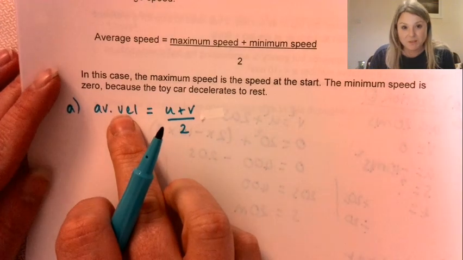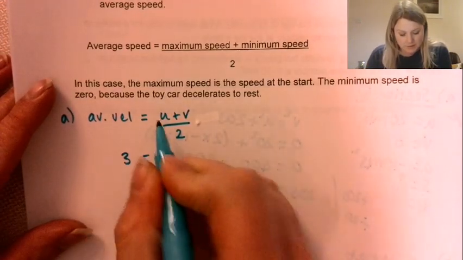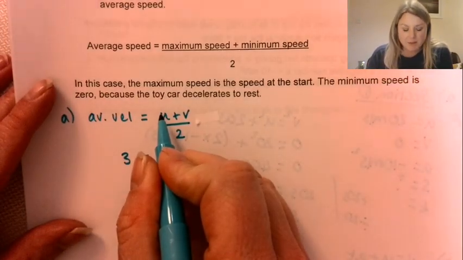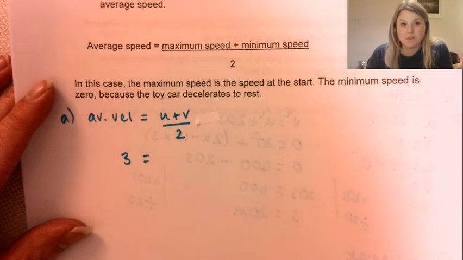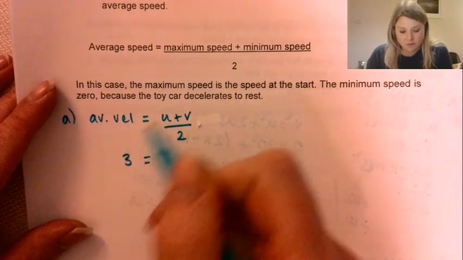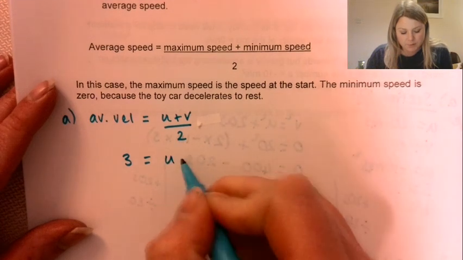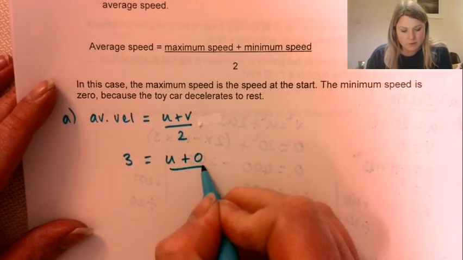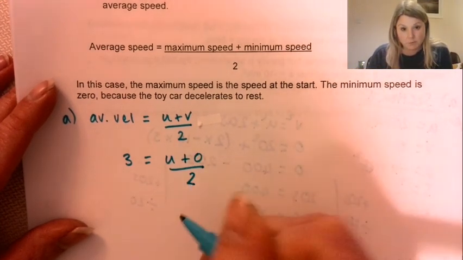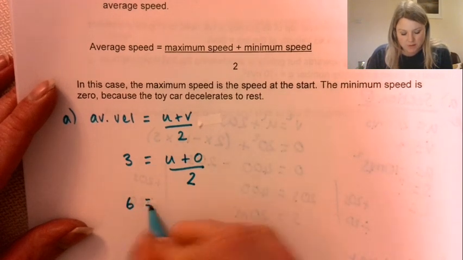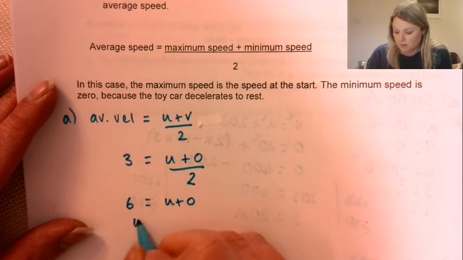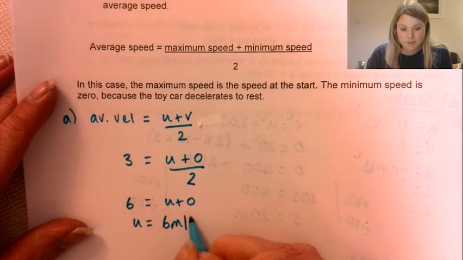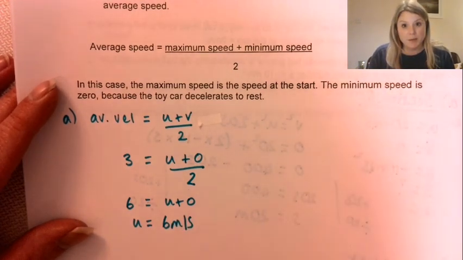So we know the average velocity is 3. Starting velocity is going to be the maximum speed, which is what they've asked for, because it starts off fastest and then slows down. So u is what we're looking for. V is 0, all over 2. Multiply both sides of our equation by 2. 6 equals u plus 0. So that means u is 6 meters per second. The starting or the maximum speed was 6 meters per second.